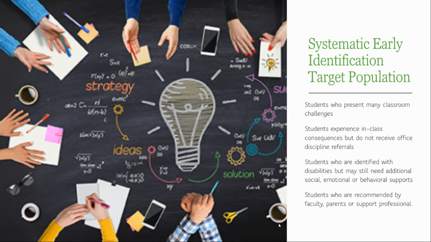So we want to make sure that we have a way to identify students whose behaviors may not be severe enough to require an office discipline referral, but they are chronic enough to cause disruption to the classroom and trigger that they may need some Tier 2 supports. That identification system should be used to identify students who are identified with disabilities but still may need additional social, emotional, or behavior supports, as well as students who may be recommended by faculty, parents, or support professionals who may have observed some type of internalizing behavior that may have gone under the radar.